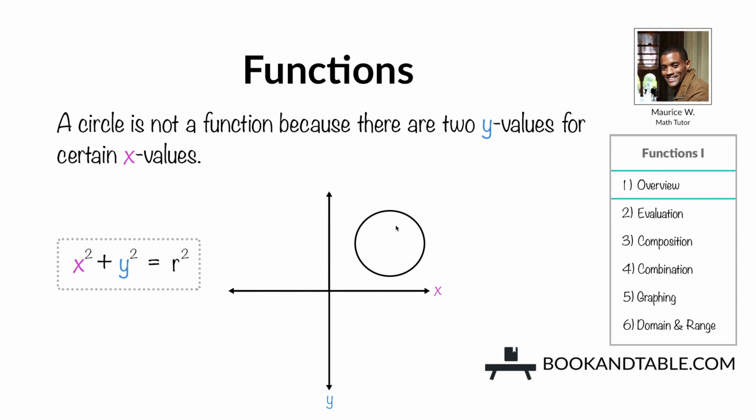Another example is a circle. A circle is not a function because there are two y values for certain x values. The general formula for a circle is x squared plus y squared is equal to r squared. And if we use a vertical line, we see that for certain x values, you have multiple y values associated with it. Go to this x point, we have a y value here and here. So we see a circle is not a function either.